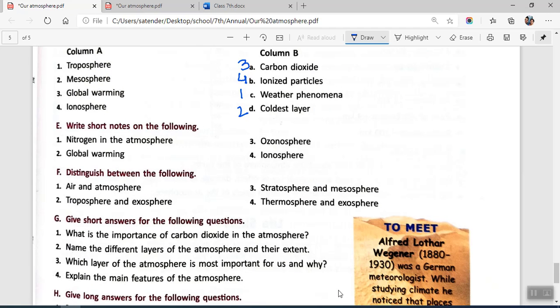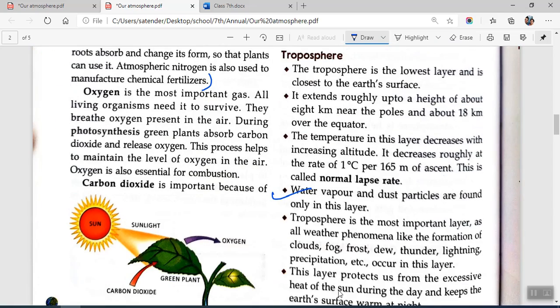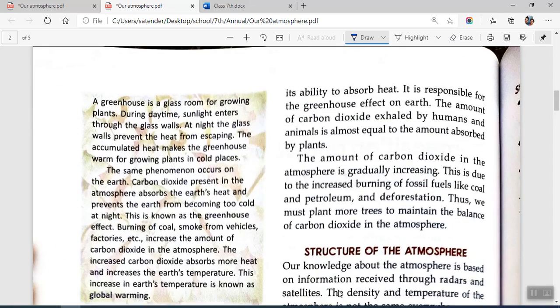Then we have second, that is global warming. In the paragraph related to it, the amount of carbon dioxide is gradually increasing due to deforestation and industry. It is responsible for the amount of carbon dioxide exhaled by humans.